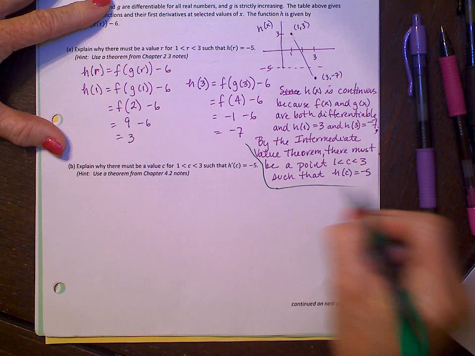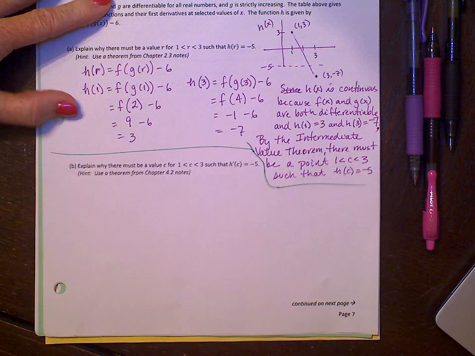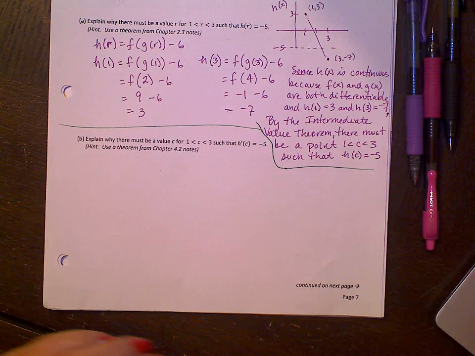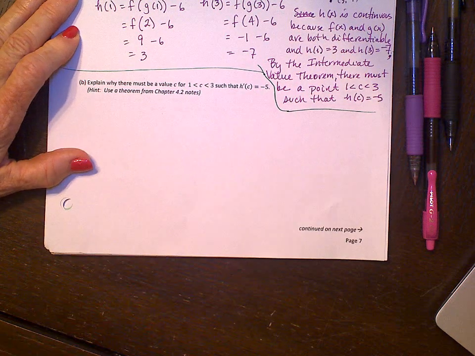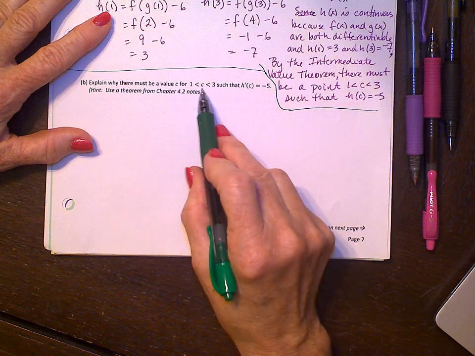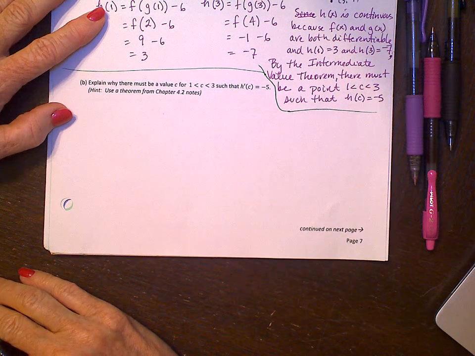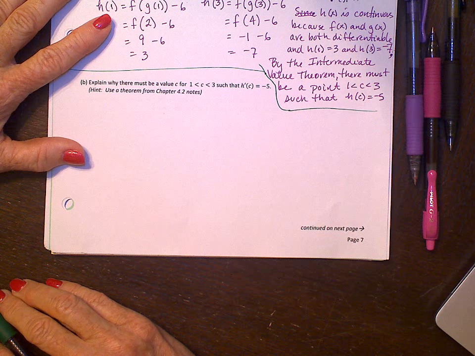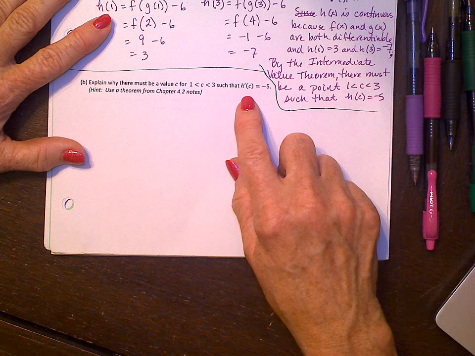These are tough, by the way. I think these are tough AP questions because it's very concept-oriented rather than just cranking through some problems. All right, let's look at this next one. Explain why there must be a value C between 1 and 3 such that h prime of C is equal to negative 5. All right, we're talking about slopes here. So it's talking about slopes of tangents.